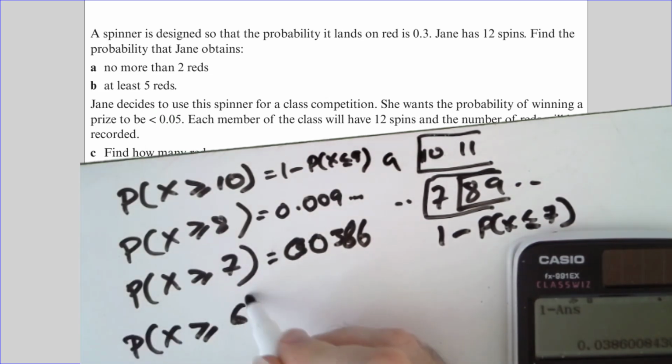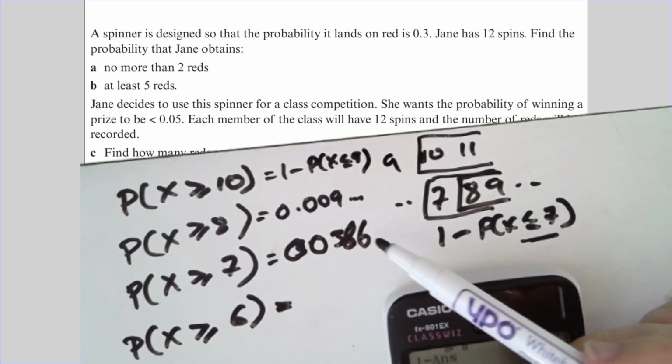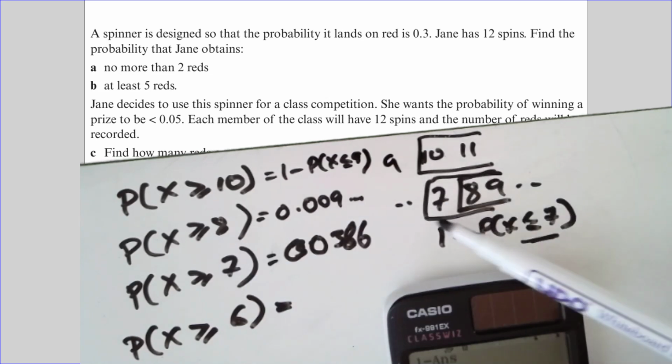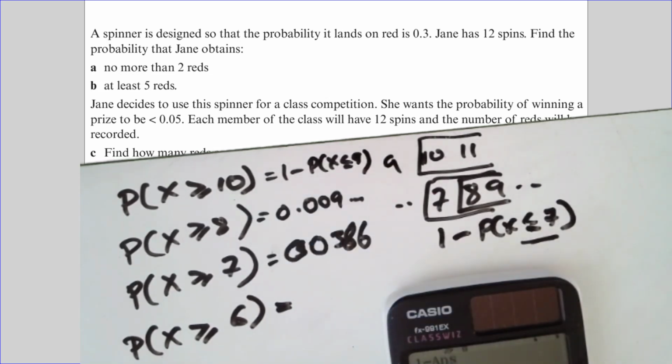X is greater than or equal to 6. So this one is going to be 1 take away 5. We can see the pattern here. If we want to do 7, we have to take away less than or equal to 6. For 10, we did less than or equal to 9.